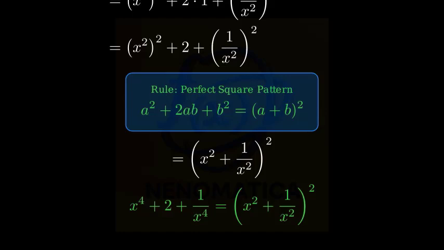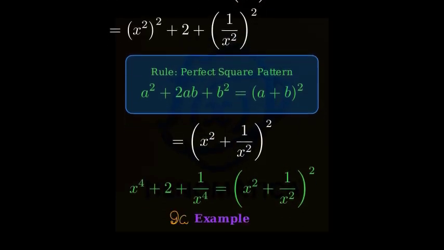This means the original expression x to the fourth plus some middle terms plus 1 over x to the fourth equals the quantity x squared plus 1 over x squared, quantity squared. Let's move on to our second example.